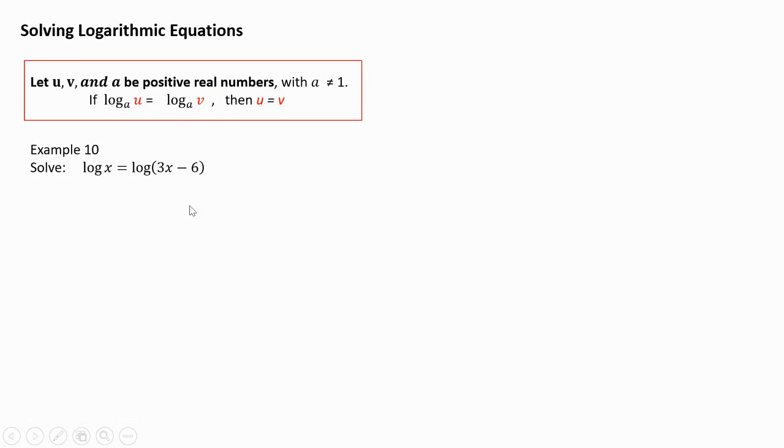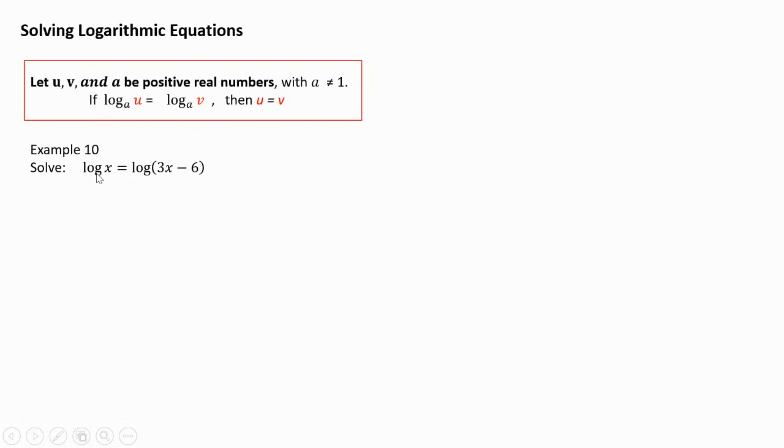Okay? Example number 10. You have log of x equals log of parentheses 3x minus 6. If you notice, there's no base, right? There's no base there, nor there. So that means it's base 10. Because base 10, they don't really put the 10 there. Same thing when you write x, right? Isn't x the same thing as 1x? But we don't put 1x. We know just by x by itself, we know the coefficient is 1. Same thing here with the logarithms. If there's no base, the base is going to be 10. And I believe I went over that in last week's PowerPoint.